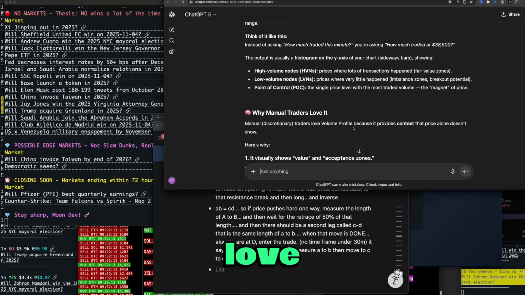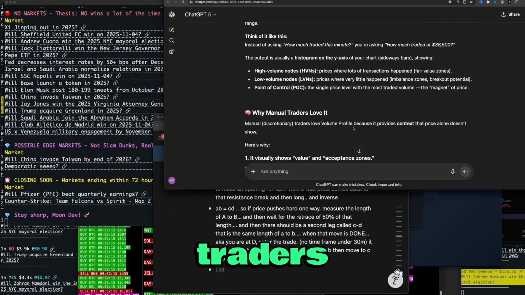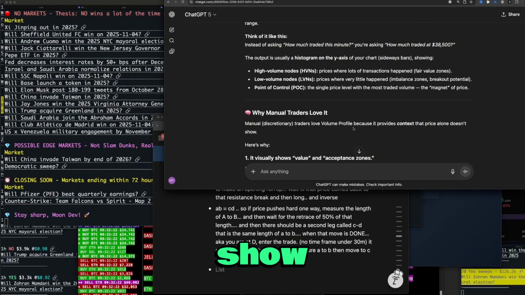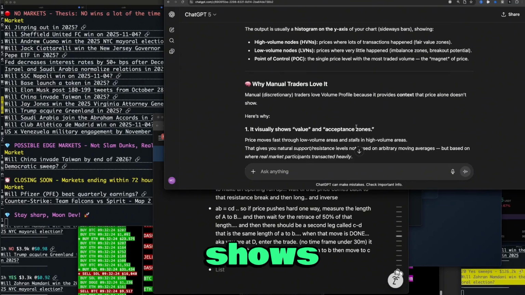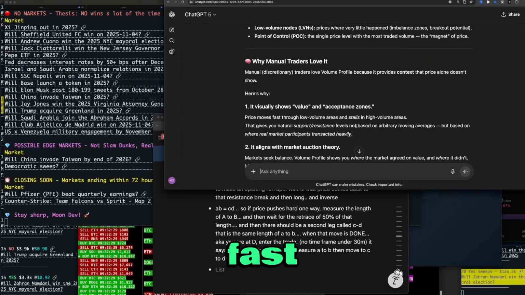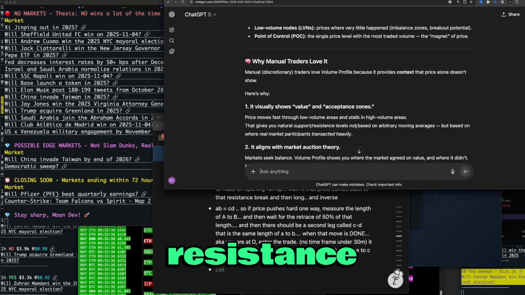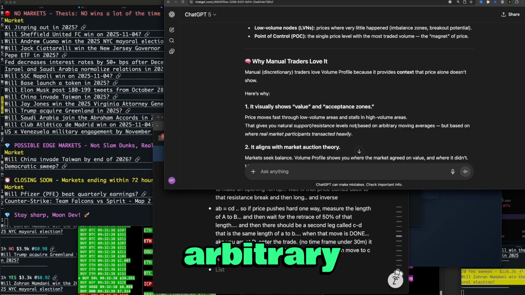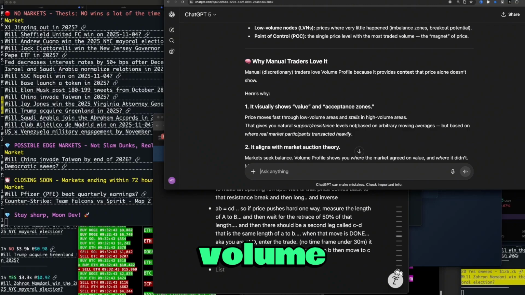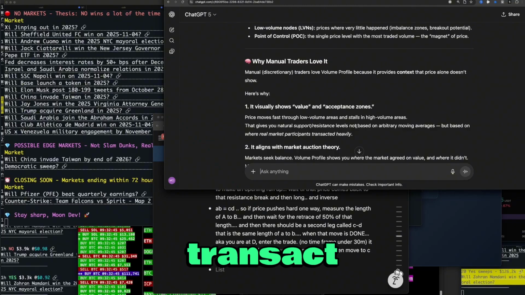Why manual traders love it. Manual or discretionary traders love volume profile because it provides context that price alone doesn't show. Here's why. It visually shows value and acceptance zones. Price moves fast through low volume areas and stalls in high volume areas. That gives you natural support and resistance levels, not based on arbitrary moving averages, but based on where real volume or real market participants transact heavily.